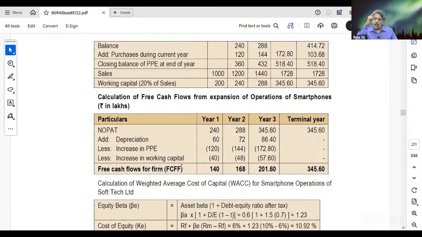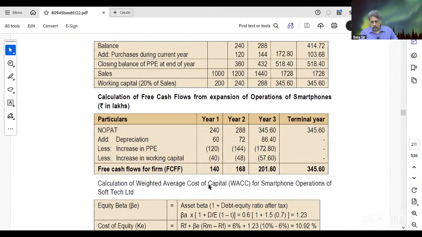Basically, from PAT, you add back depreciation and minus the capital expenditure, also minus working capital investment. What is the net amount? Yes, sir. Year 1, 140. Very good. Year 2, 168. Okay. Year 3, 201.6. Terminal year 345.6. I will take the 345.6 lakh to find something called the terminal value of the business. Not now, okay? You want discounted directly. Then, after you finish off this table, next working.